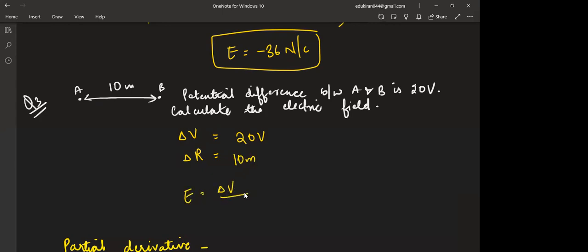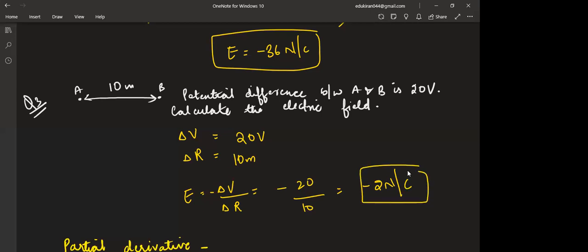This is dV, or you can say delta V over delta R. Change in potential, we put a negative sign also. So minus 20 by 10, that is minus 2 Newton per coulomb. All right, so this is just the answer. Quickly note it down, that partial derivation I want you to do.